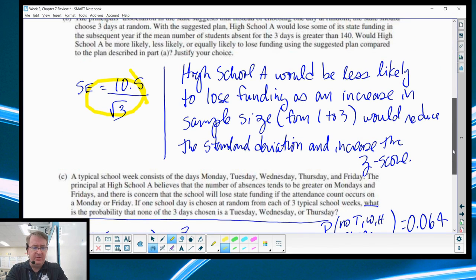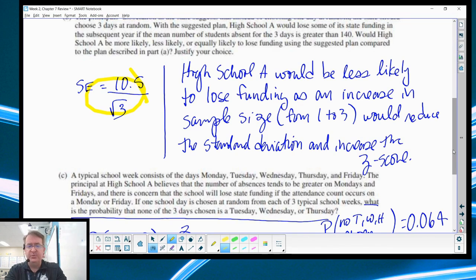So down here, a typical high school week consists of Monday, Tuesday, Wednesday, Thursday, Friday. The principal at high school A believes the number of student absences tends to be greater on Mondays and Fridays. And so they are concerned that if one school day is randomly chosen from three typical school weeks, what's the probability that all those days chosen are going to be Monday and Friday? Oh, actually, I did that. What's the probability that none of those days are going to be Tuesday, Wednesday, Thursday? In other words, what's the probability that they're going to be Monday or Friday?